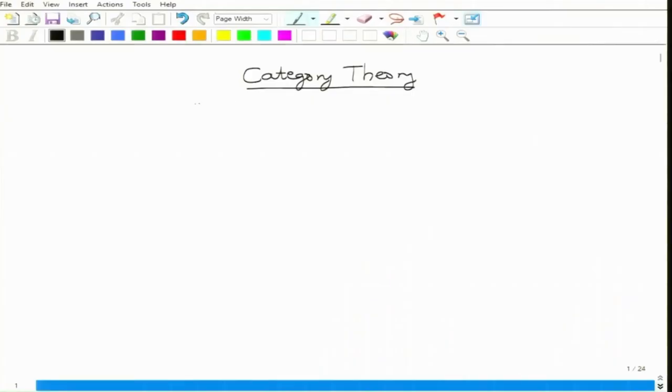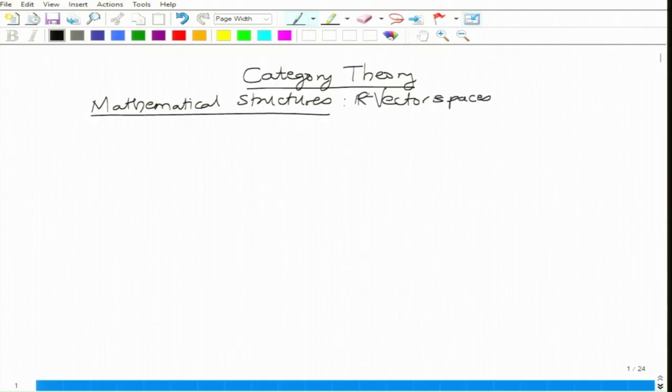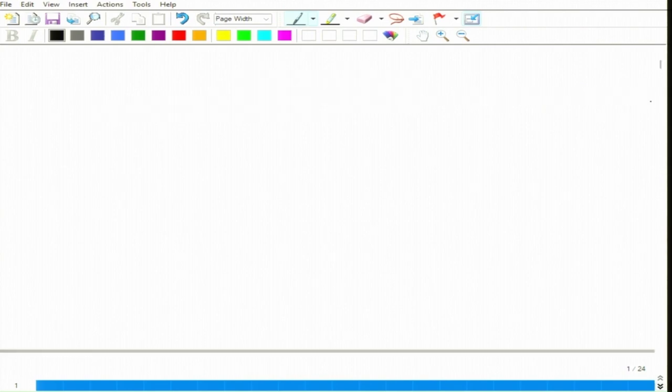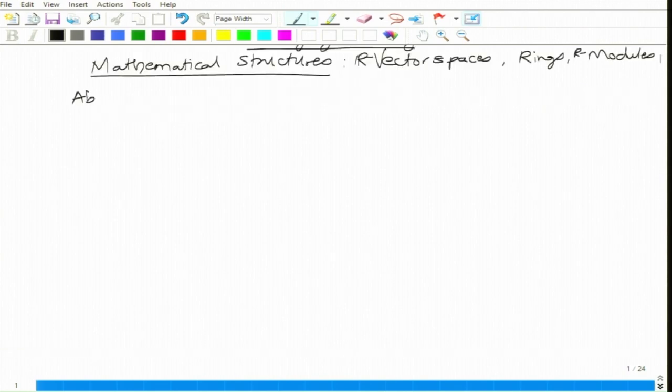Now, when we talk about a group, let me write down some kind of mathematical structures. So some examples, you give me some examples. I have already written vector spaces, but maybe I should specify R vector spaces for today. It can be any field, but R vector spaces. Then fields, rings, modules. Let me say R modules for some specific ring R. Then you already said abelian groups, then groups. Anything else that you can think of, mathematical structures?